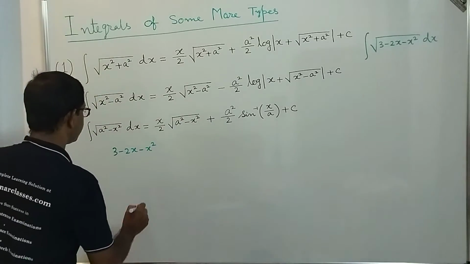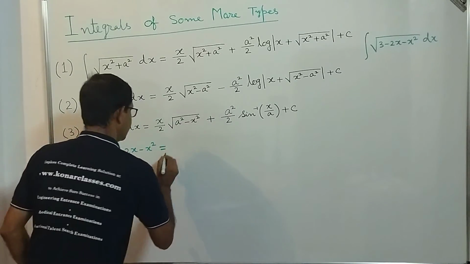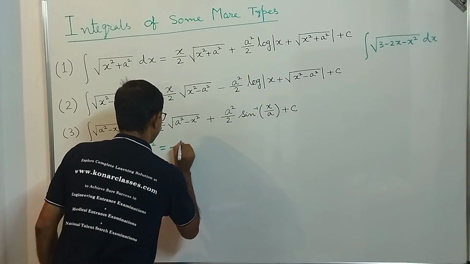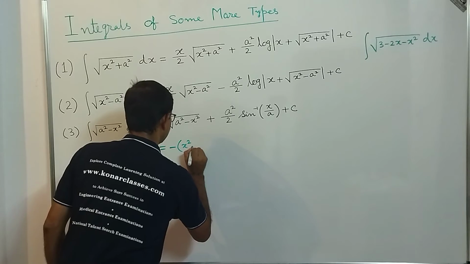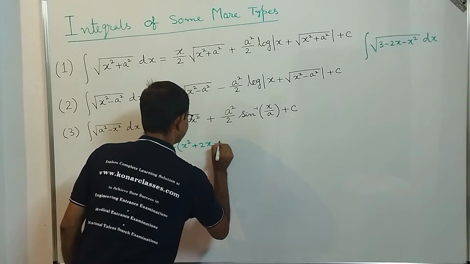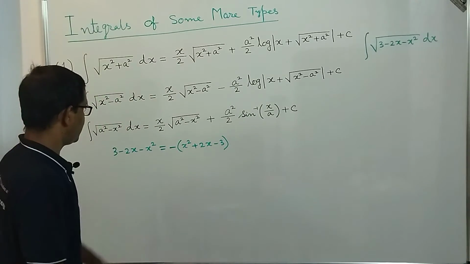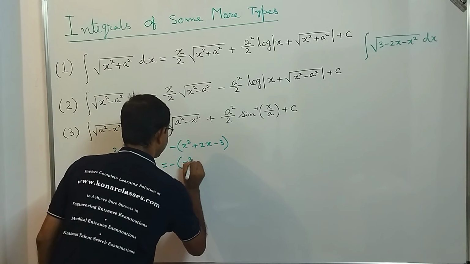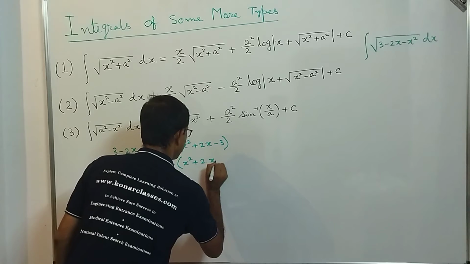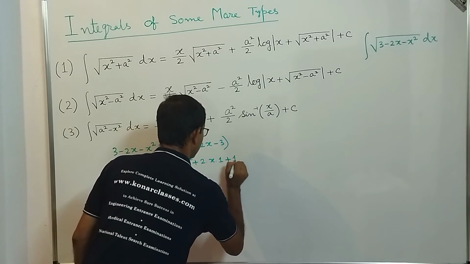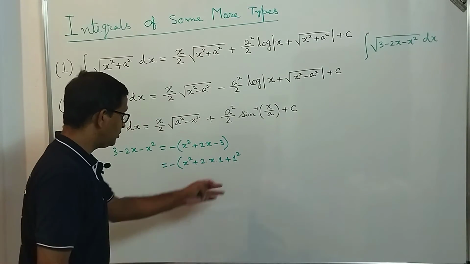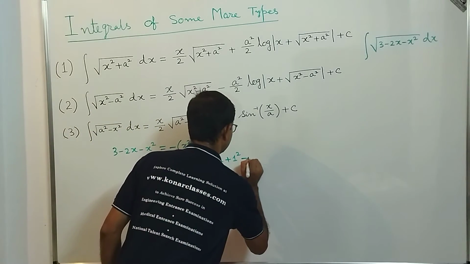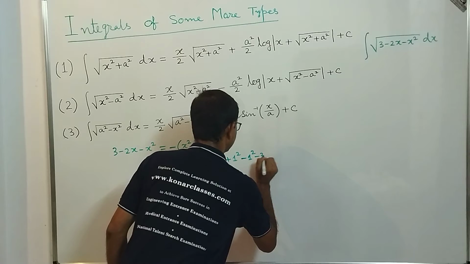Okay, what we can write here, dear students, is that we need to bring it to the form x minus something whole square, so let's take minus common. The moment you take minus common, it becomes x square plus 2x minus 3. Correct? Now what we can write here is minus of x square plus 2 into x into 1 plus 1 square. Now we need to subtract 1 square, then minus 3. So minus 1 square minus 3.